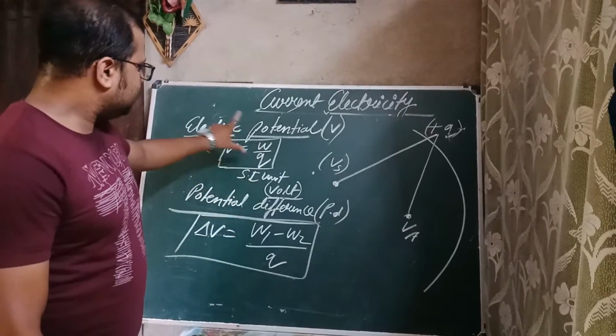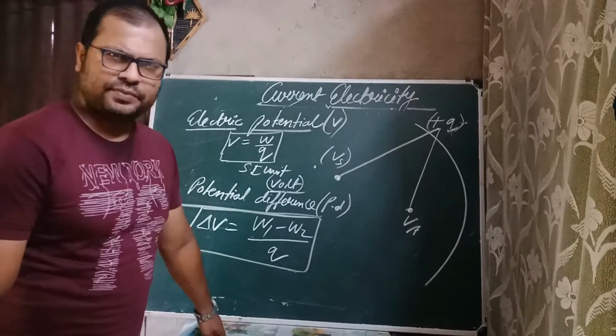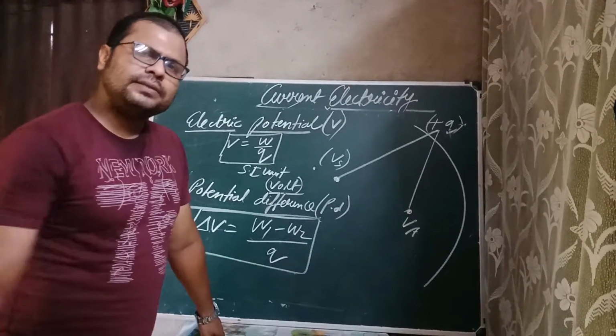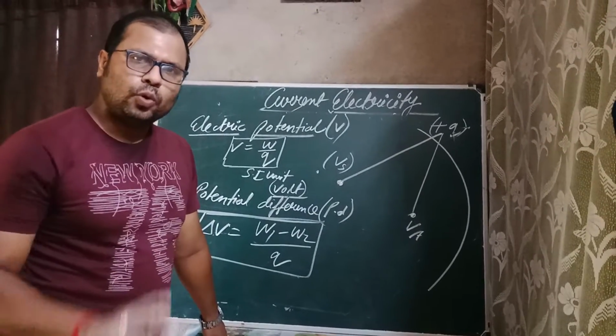Understood? So this is electric potential, and this is potential difference. The SI unit is the same, volt. I hope the topic is clear till now. Next and last, we'll discuss Ohm's law.